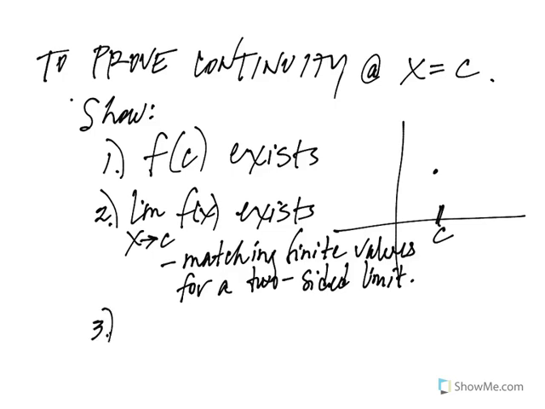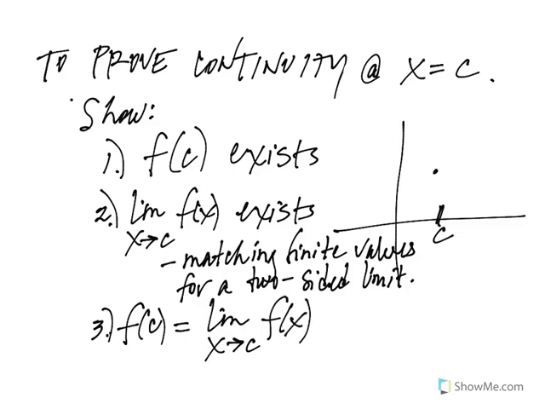And then lastly, to make sure that it's continuous, you need to show that the dot equals where the two sides come together. So f of c equals the limit as x approaches c of f of x. So what you need to do is show that the left-hand side comes together at the right-hand side, that's step 2, but that they actually come together at that dot right there, making it continuous. So you need to show all three of these conditions.